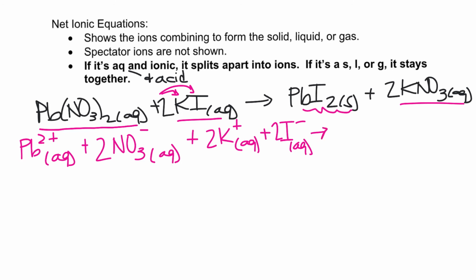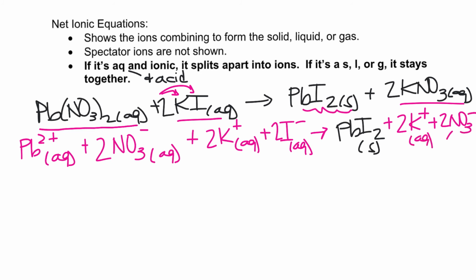Your PbI2 stays together. It's not going to split apart. It's a solid, that's your precipitate. And then your last compound is aqueous, so 2 K+ and 2 NO3-, and those are both aq. Now, what we have here is a complete ionic equation. In order to get from complete to a net ionic equation, you're just going to cross out your spectator ions so that they're no longer shown.